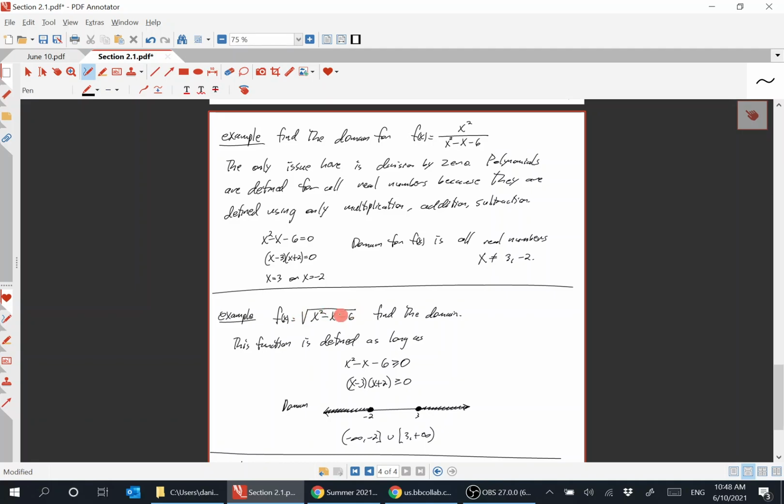This one, square root of that same polynomial, we need the thing underneath the square root to be bigger than or equal to 0. You can take the square root of 0. The square root of 0 is just 0, because 0 times 0 is 0. It's just the square root of a negative number that gets you in trouble, if you wanted to stick to the set of real numbers.